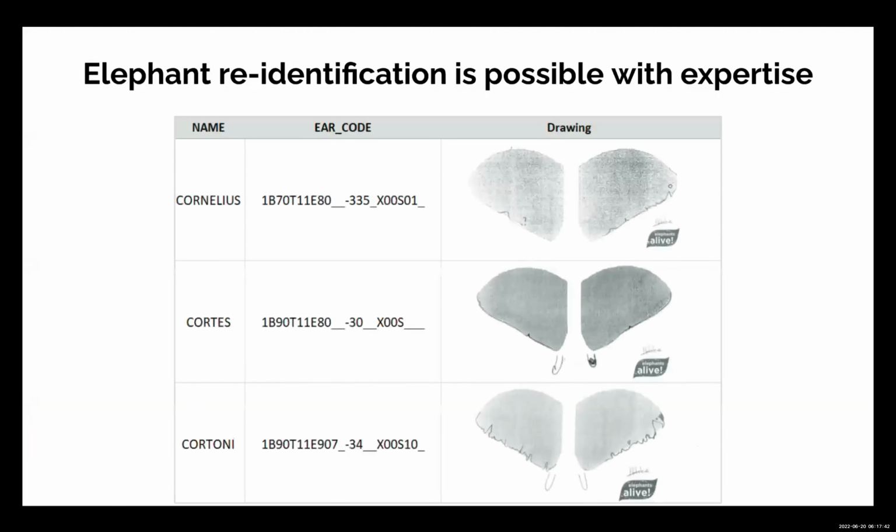So elephant re-identification is possible with a lot of expertise. This is a very old paper from Elephants Alive, where they're showing these manually drawn ear contours that were being used to identify individual elephants in Kruger National Park. So they had binders full of these, where they were explicitly drawing the contour of the ear and recognizing individuals based on that contour structure.